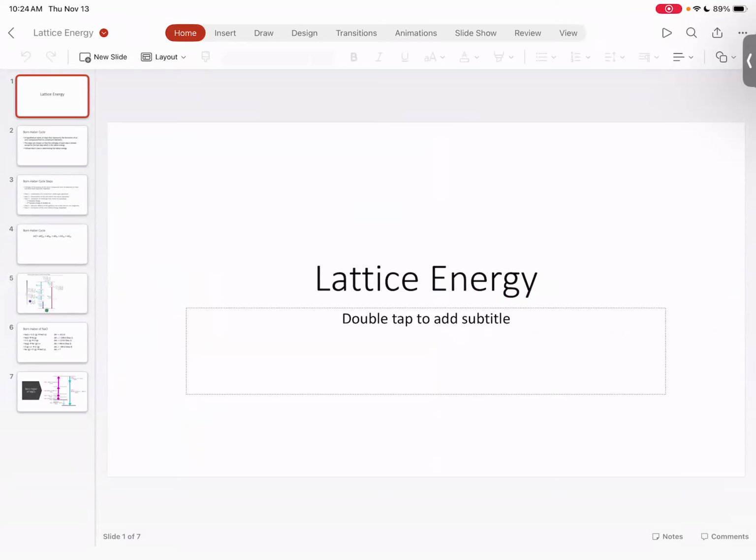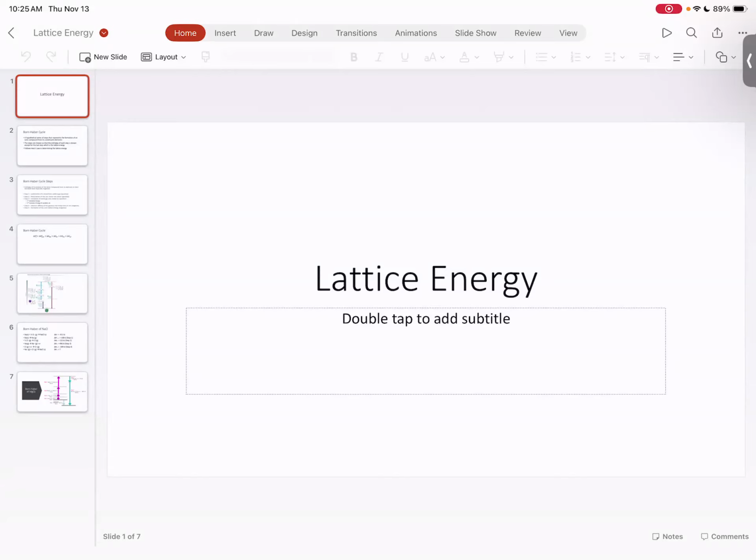Questions about lattice energy? I will say, the reason I brought lattice energy in, it's not going to be on the exam form. The reason I brought lattice energy in is because I want you to see that we have been building up to this all semester long.